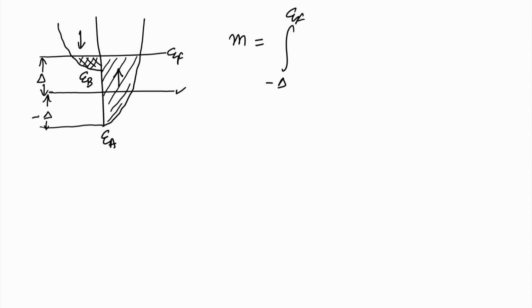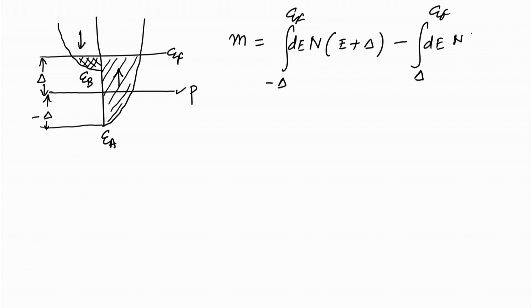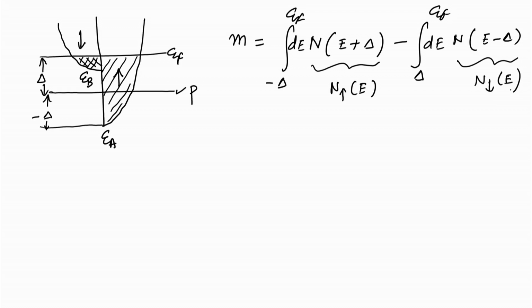So, this is the integral from minus delta of dE times n of E plus delta. The density of states is at energy E plus delta, from minus delta to epsilon F. That is this point marked, let us call it P. From P to epsilon F, that is the second one, dE n of E minus delta. This is my n up of E as written earlier, and this is my n down of E. You know that n up is much greater than n down, which is why the magnetization is large.